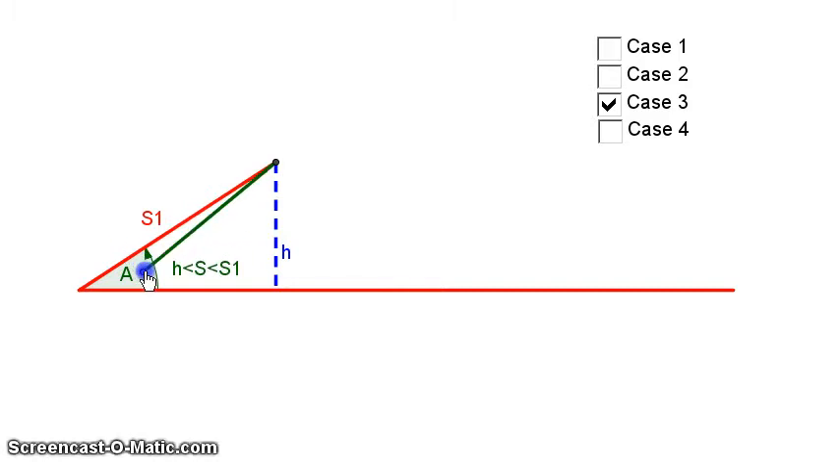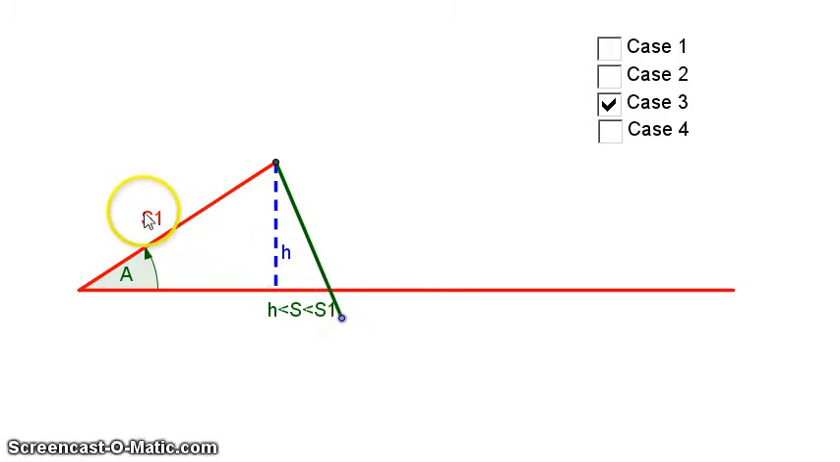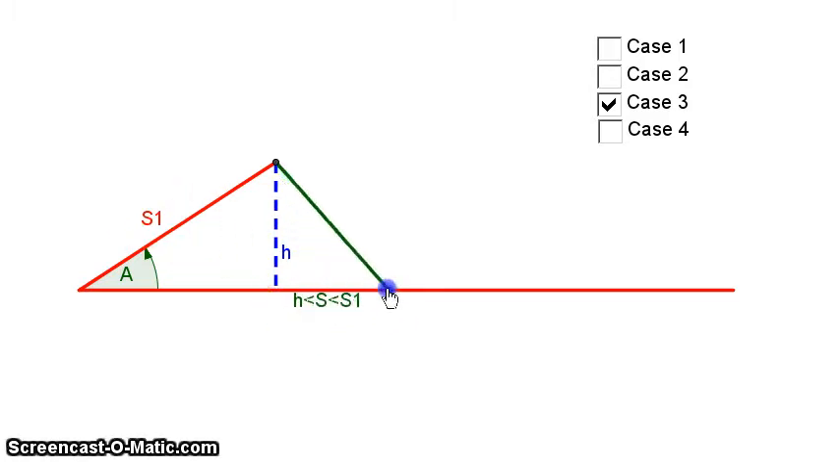And the reason it's ambiguous, or unsure, uncertain, is because I could make a triangle like this, okay, like this triangle here, or I could make a triangle like this. Okay, so when the length of the first side, the side that's opposite from the angle, is between the length of the height and the length of this side, I have the ambiguous case, which means I'm going to need more information to determine which of these two triangles I'm creating.